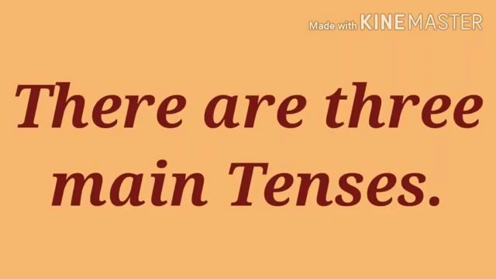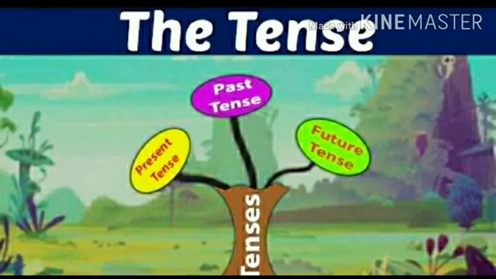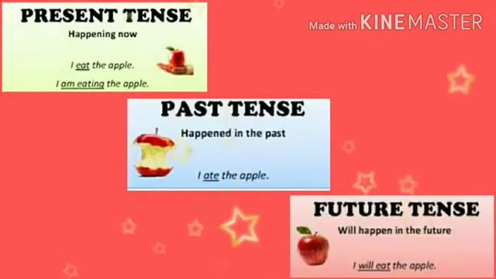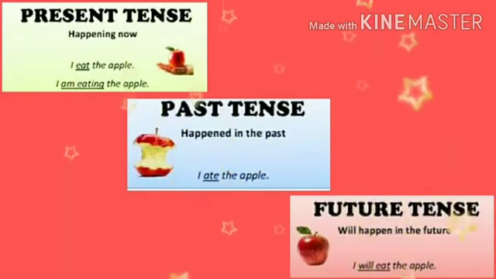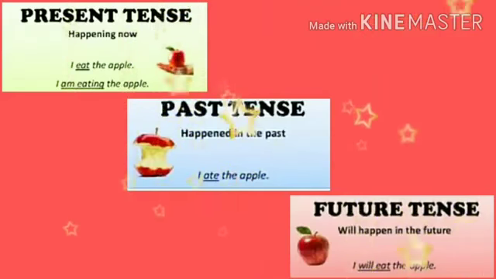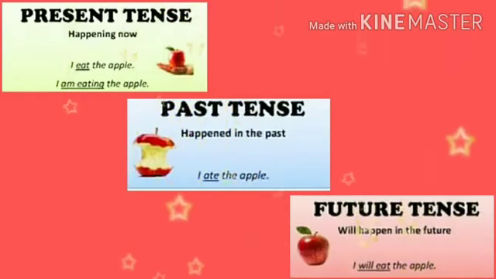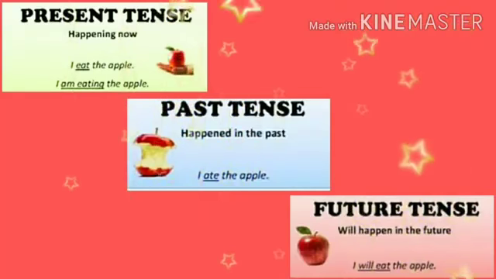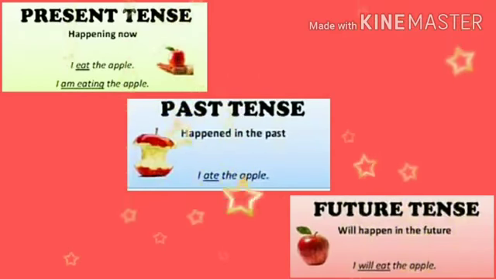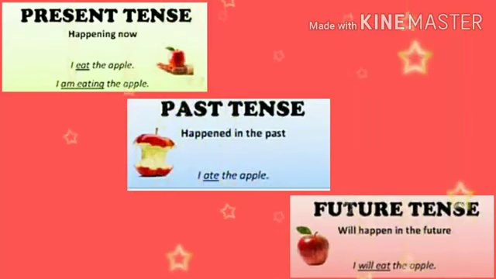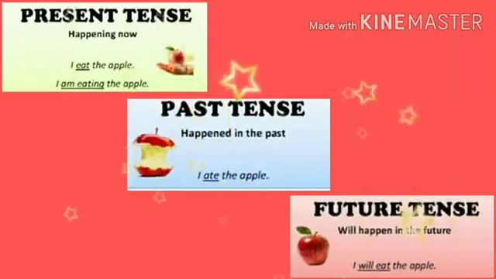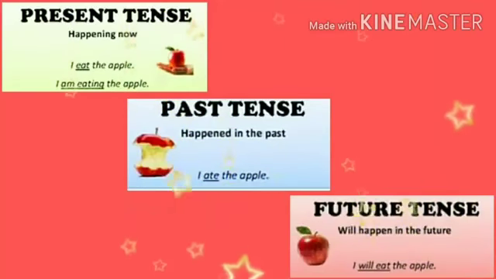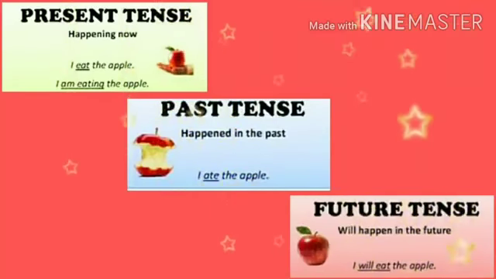In the same way, there are three main tenses, and these three tenses are present tense, past tense, and future tense. So now it's time to learn what is the difference between all these tenses. First tense, present tense. Present tense tells us what is happening now. Second tense, past tense. Past tense tells us what happened in the past. Third tense, future tense, tells us what will happen in the future.